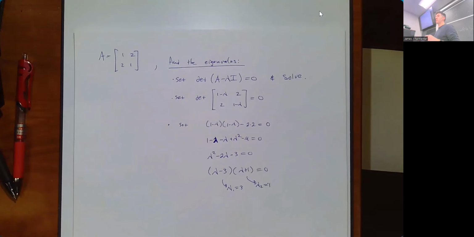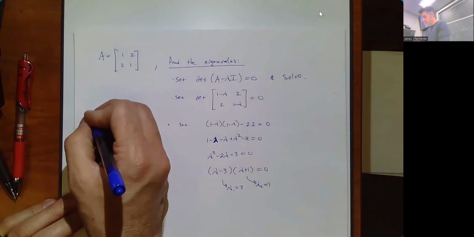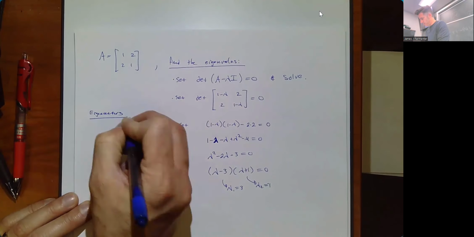The choice of which one is lambda 1 and which one is lambda 2 is totally arbitrary. Some books make a distinction that the first one should be the one that's larger and positive if there is a positive one, but it doesn't really matter. Okay, let's find the eigenvectors.